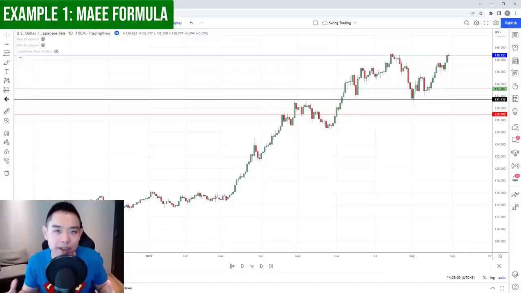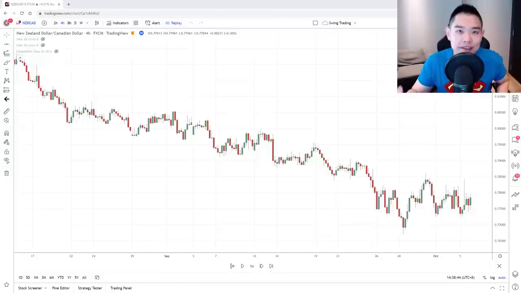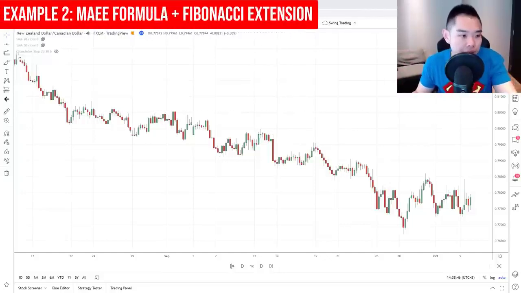And for now, let's move on to another example and share with you a different type of exit that you can consider. Now, let's have a look at another example, shall we? So again, the MAEE formula, I'll just do a quick recap in case some of you have short-term memory like me.